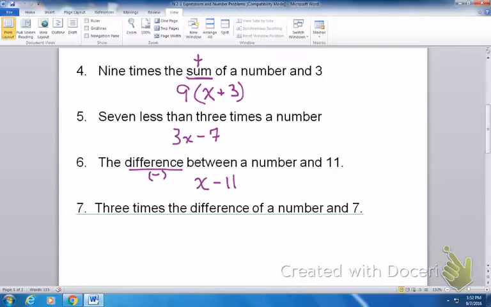Then let's look at this last one, number 7. 3 times the difference of a number and 7.